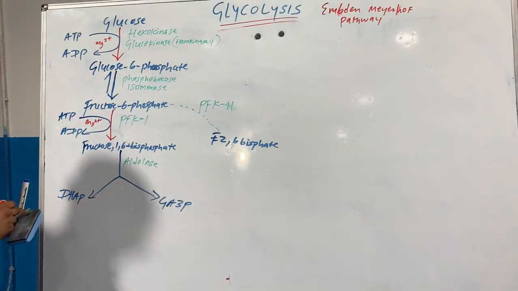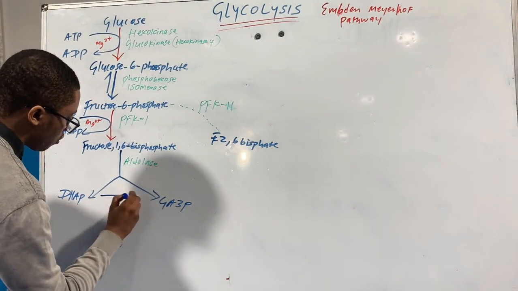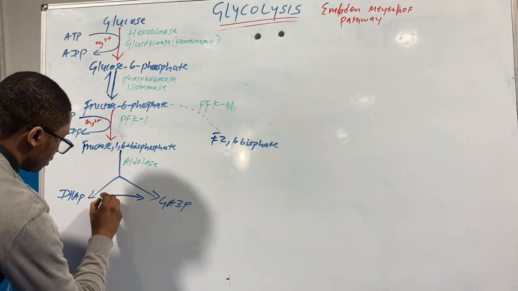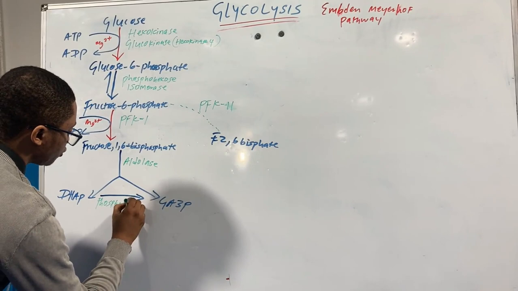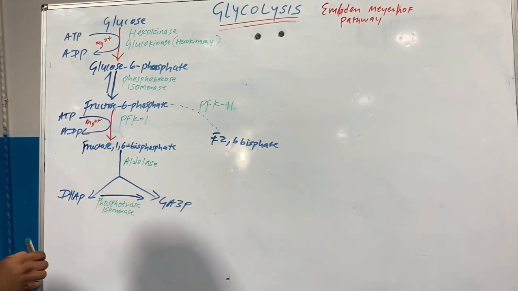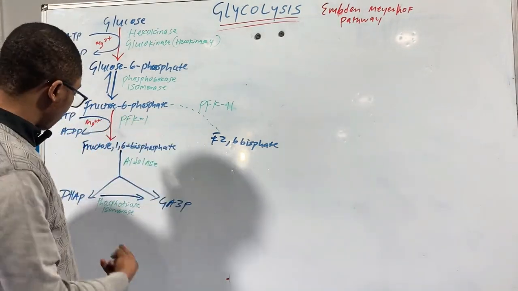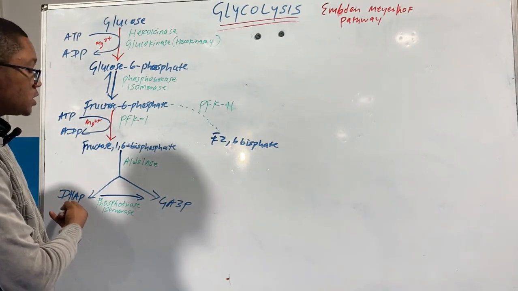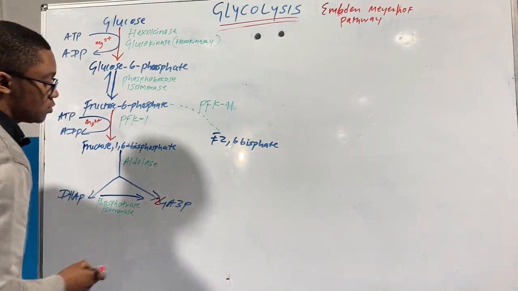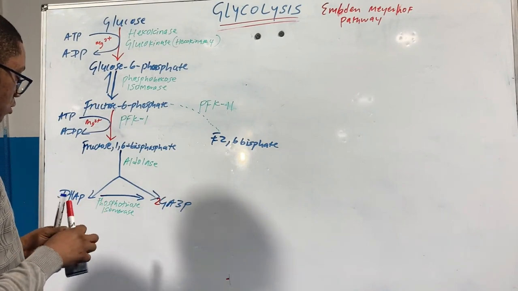Then the next step here is the conversion of dihydroxyacetone phosphate to glyceraldehyde 3-phosphate, and the enzyme that catalyzes this reaction is called phosphotriose isomerase. Remember, there was initially one molecule of glyceraldehyde 3-phosphate. So the isomerization of DHAP to glyceraldehyde 3-phosphate gives us two molecules now of glyceraldehyde 3-phosphate. Okay? Alright. So this stage 4 and stage 5 is known as the splitting stage or splitting phase.